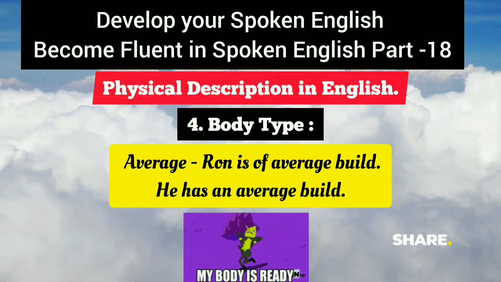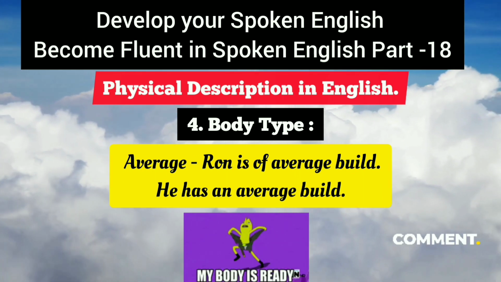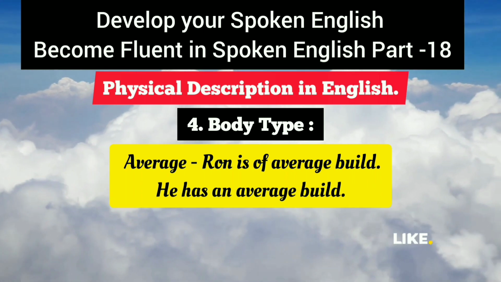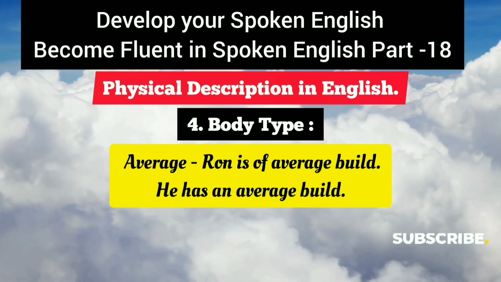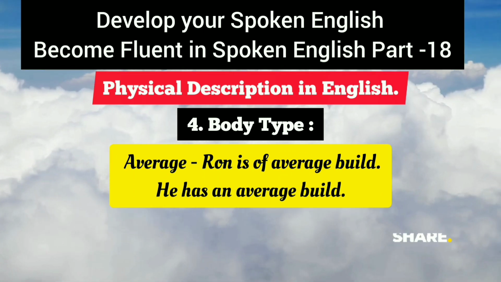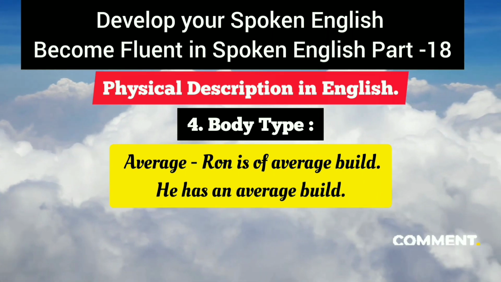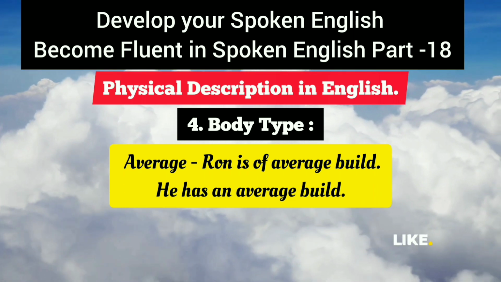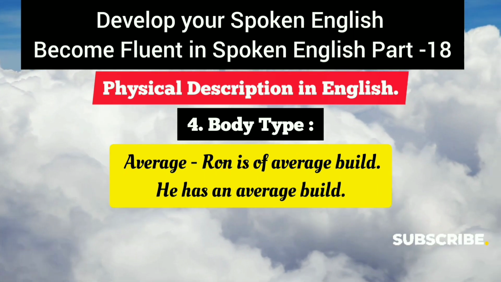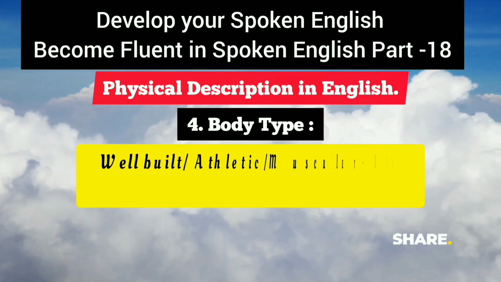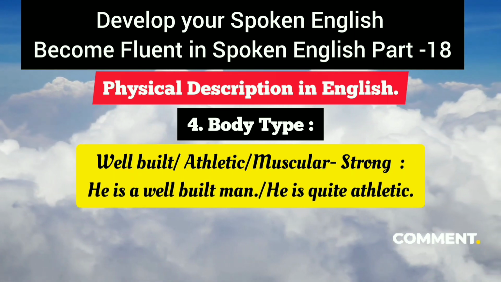So Ron is of average build. So again here we use the term "of" and follow it up with "average" and then say "build". Okay, he is of average build, not built. He has an average build also, you can say. So like this way you can describe someone. Understood? So up next we will see the third one, that is well built or athletic or muscular.